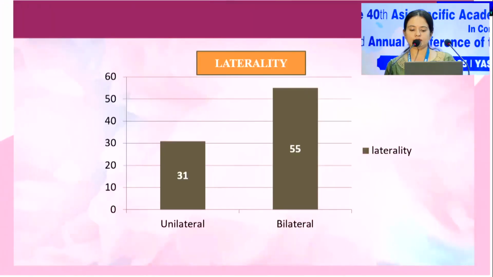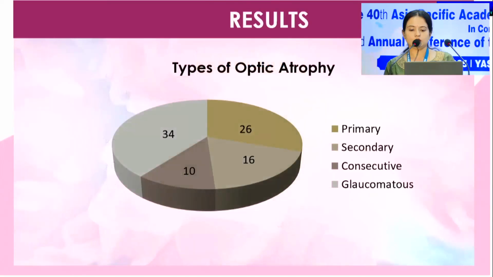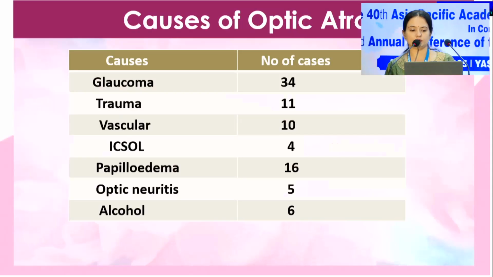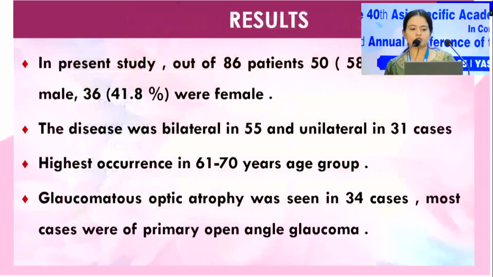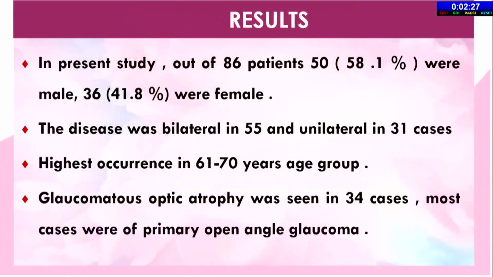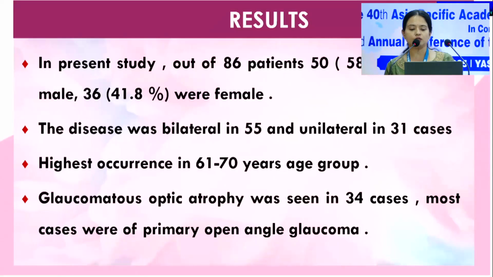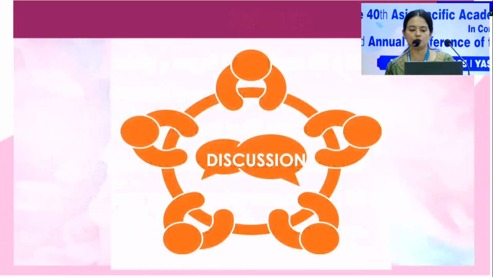31 cases were unilateral and 55 were bilateral. Primary optic atrophy was seen in 26 patients, secondary in 16, consecutive in 10, and glaucomatous in 34. So, in our present study, out of 86 patients, 50 were male and 36 were female. The disease was bilateral in 55 and unilateral in 31 cases. Highest occurrence was seen in the 61 to 70 years age group, and glaucomatous optic atrophy was seen in 34 cases, and most cases were of primary open angle glaucoma.